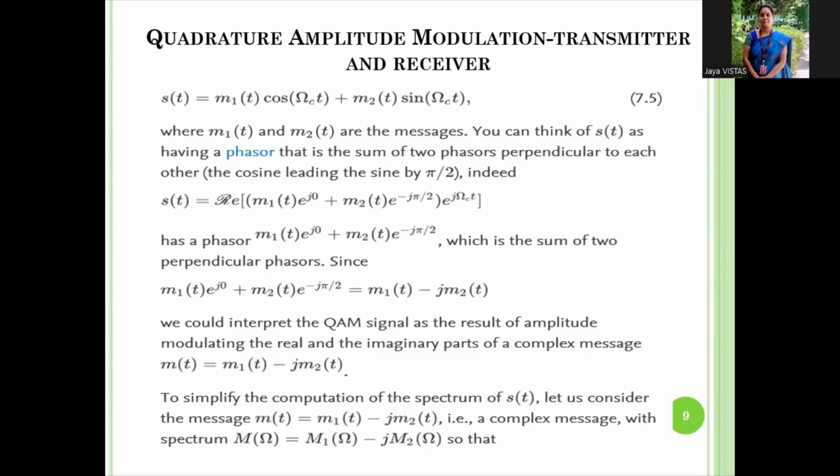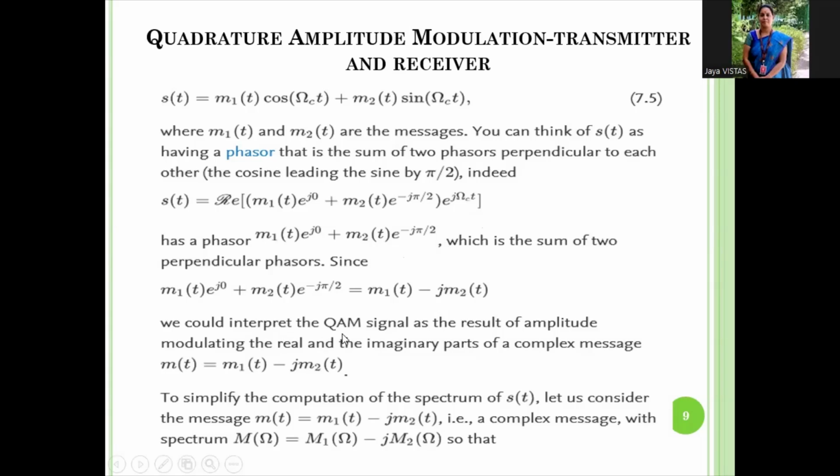You can think of S of t as having a phase, that is the sum of two phases perpendicular to each other. It is cosine leading the sine by pi by 2, so 90-degree in phase and 90-degree out, quadrature phase. So S of t is equal to the real part of M1 of t into e power j0 plus M2 of t into e power minus j pi by 2, into e power j omega ct. This is a phasor, M1 of t into e power j0. This is the phasor, M2 of t into e power minus j pi by 2, which is the sum of two perpendicular phasors. So these are the phasor signals in phase and quadrature phase.